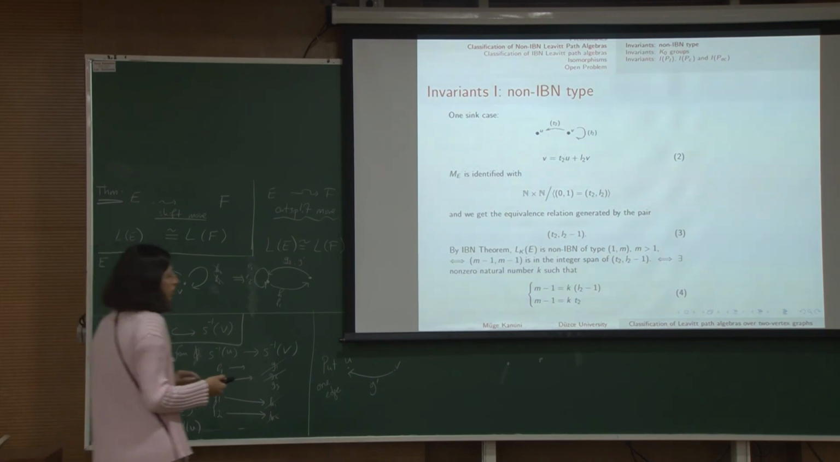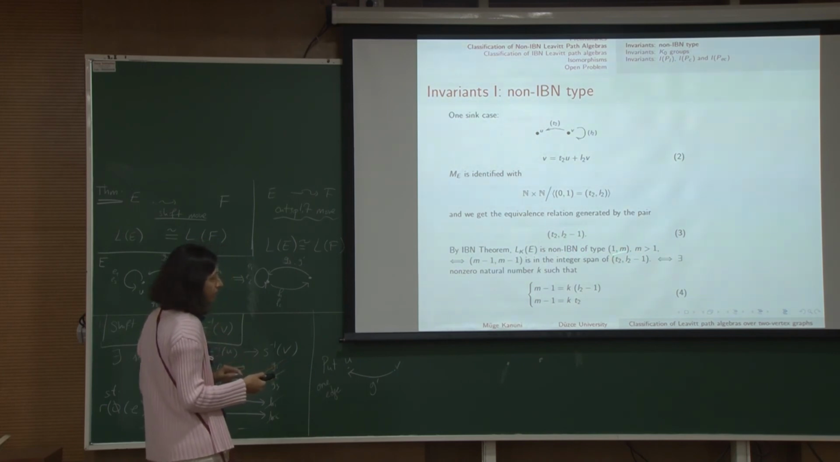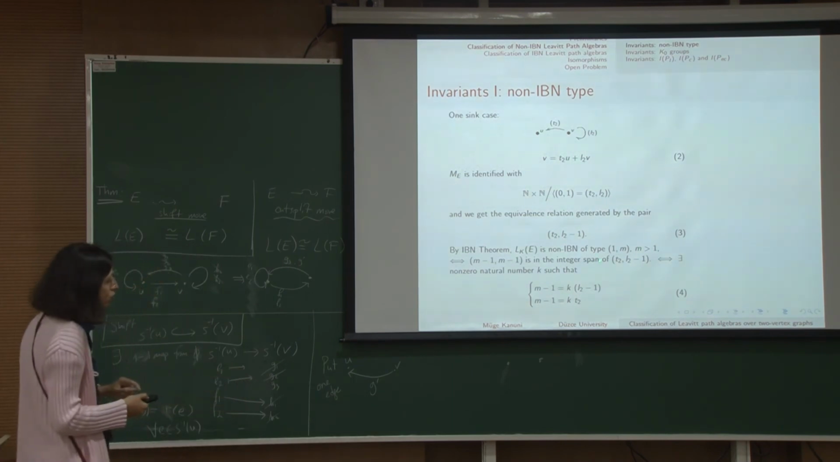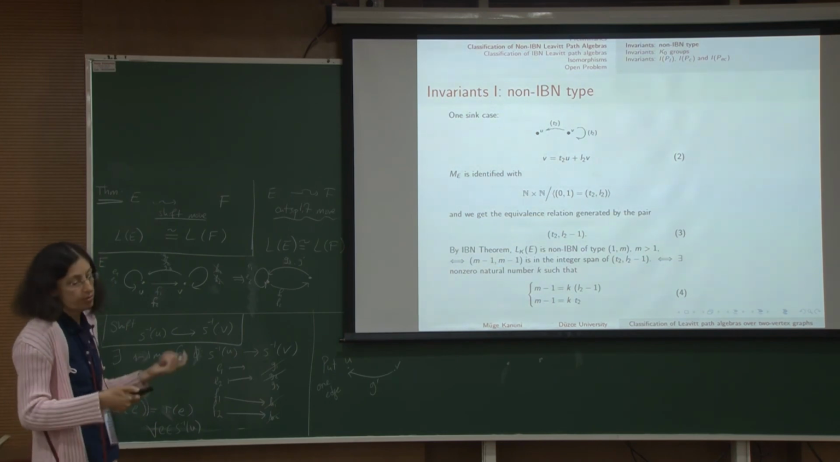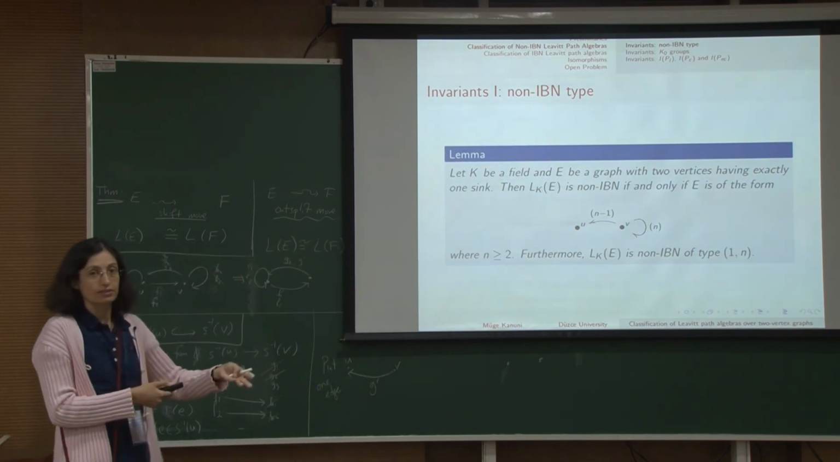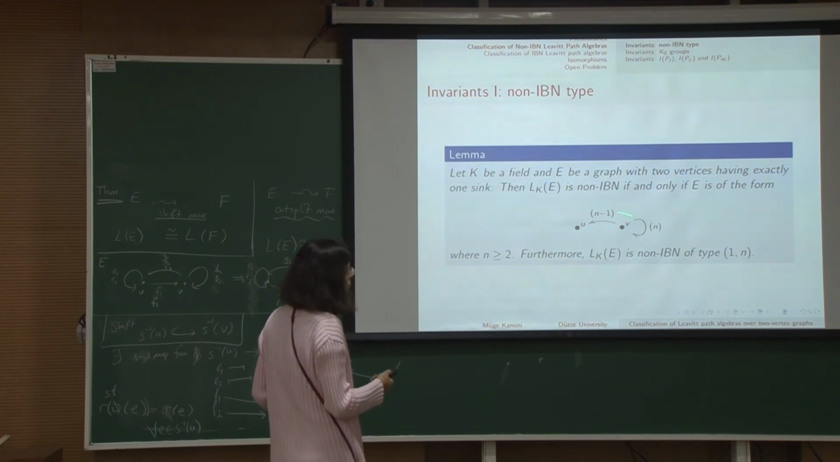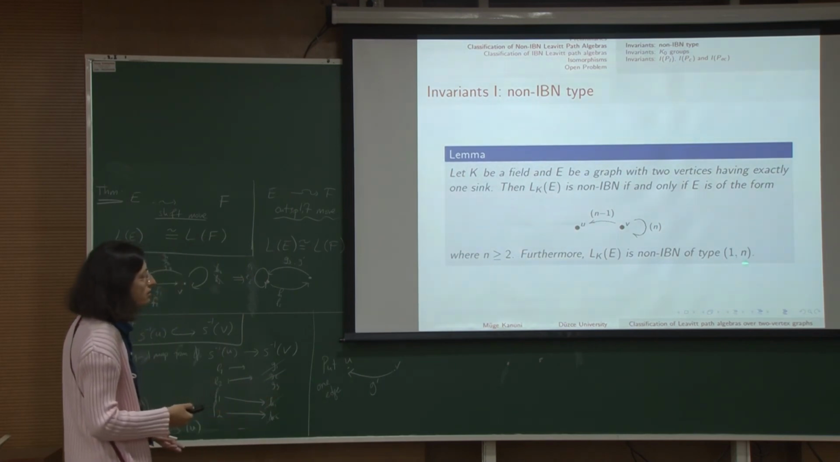Well, recall what the IBN theorem said. It is non-IBN of type (1, m) if 1 minus m is in the integer span of these relations. In other words, you can find a natural number that satisfies this equation. So it turns out to be a linear algebra problem now, nothing else. And if you do the algebra, then the only time that you have a non-IBN solution is this one, where you have n loops and n minus 1 edges going towards the other side. And the IBN type is also determined.